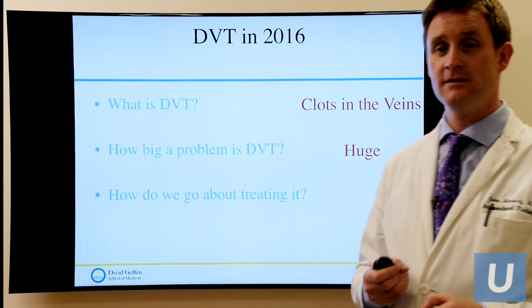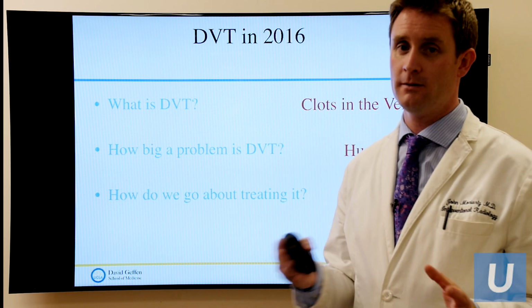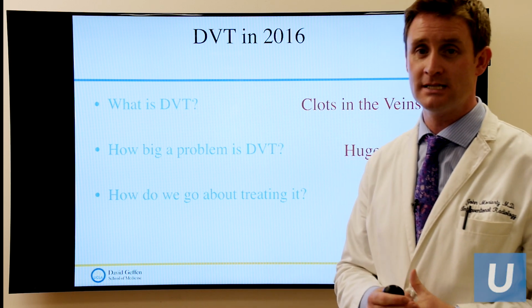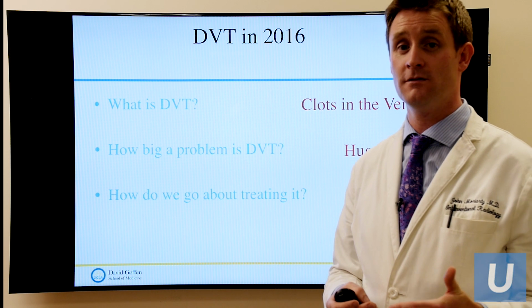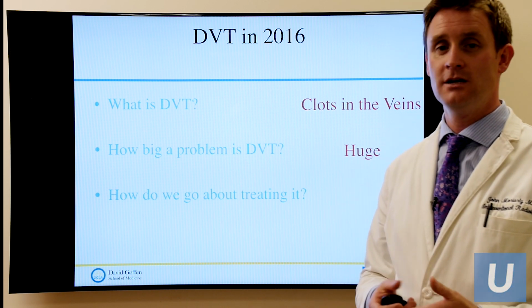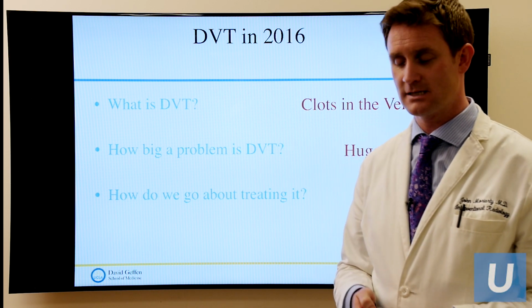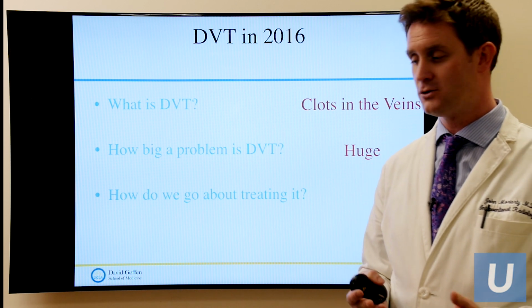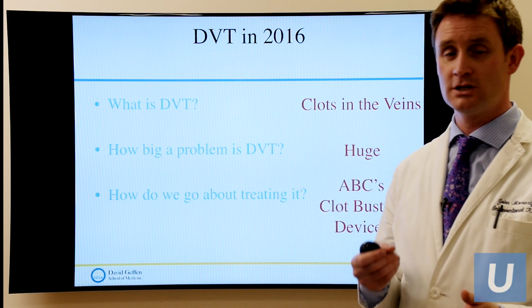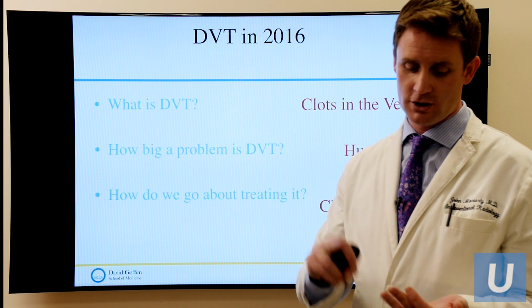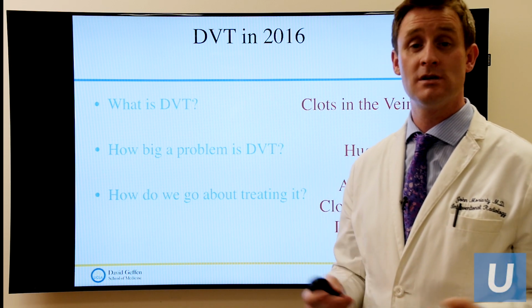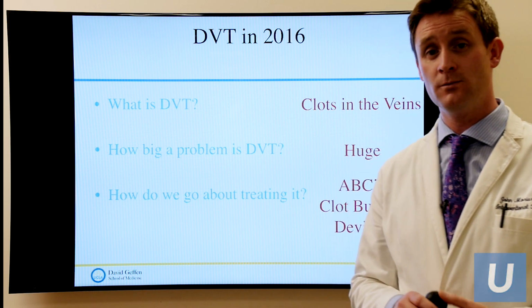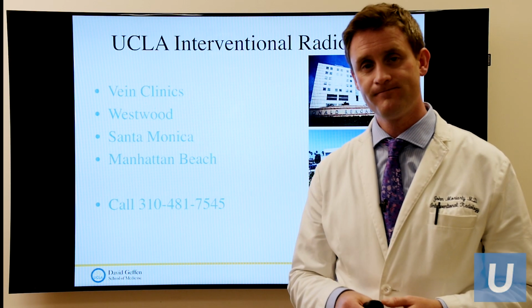How big a problem is DVT? Huge. Huge problem. Million patients, million people in the United States this year, and a lot of them are going to go on to develop problems with ulceration in the future. We're going to try and prevent that using some of the techniques that we have discussed as well. And how do we go about treating it? Well, we go about treating it using the ABCs: ambulation, blood thinners, compression therapy, and then also some of the clot-busting drugs and devices that we described here today.